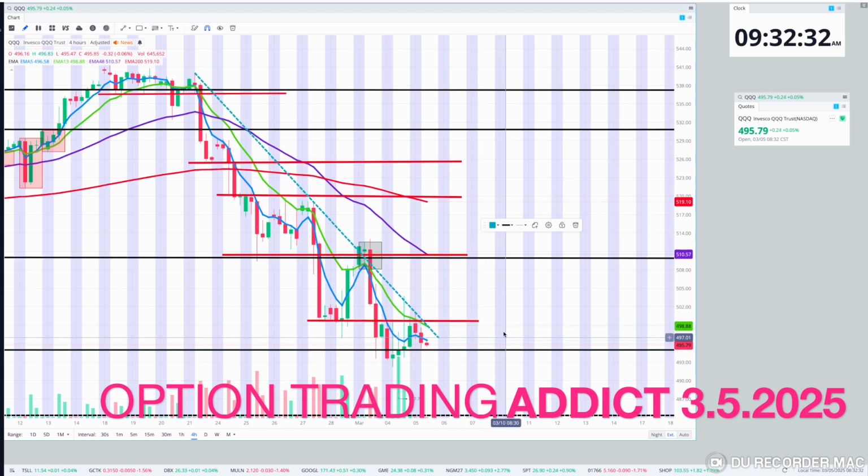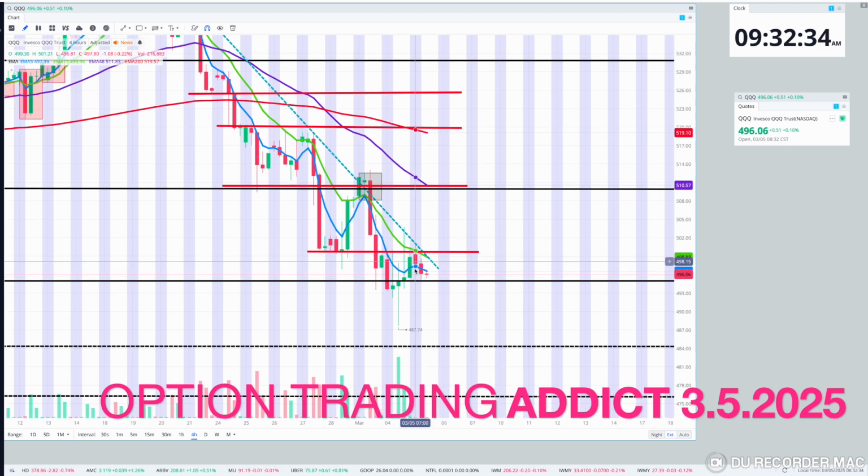Now, what this is probably going to do, eventually, is either keep stalling right here at this 495 area and eventually do a reversal back to the other side, or it's going to drop down to here, do a bounce back up to the trend line, and bounce back down to the 476 area that I was talking about.